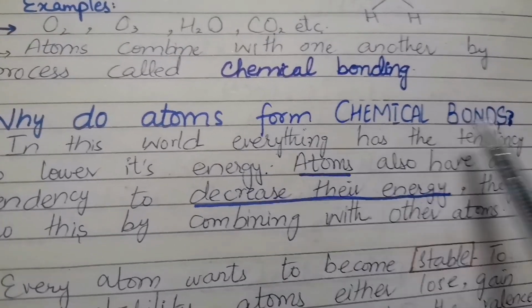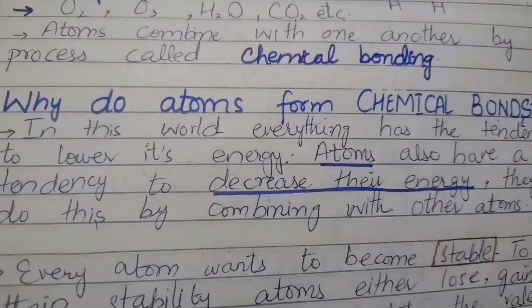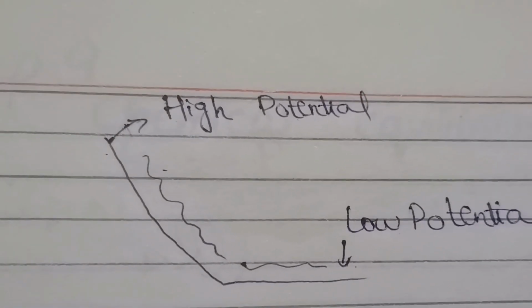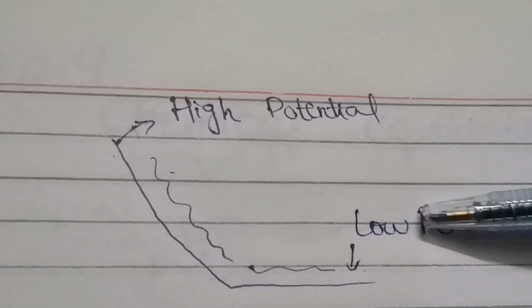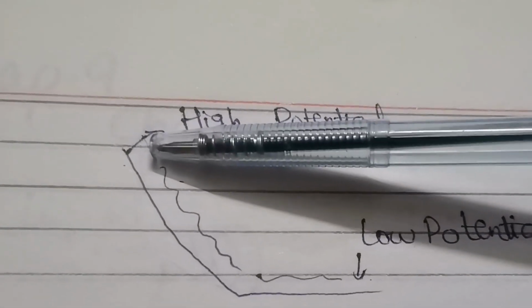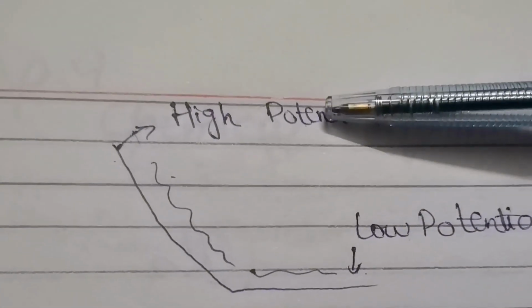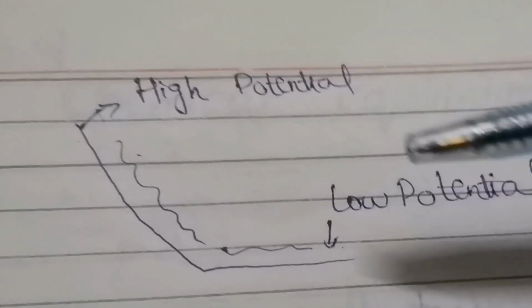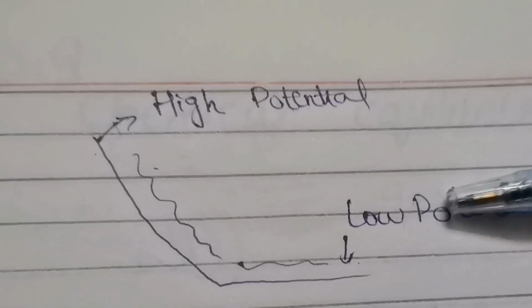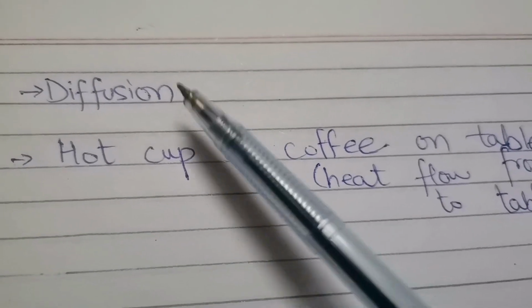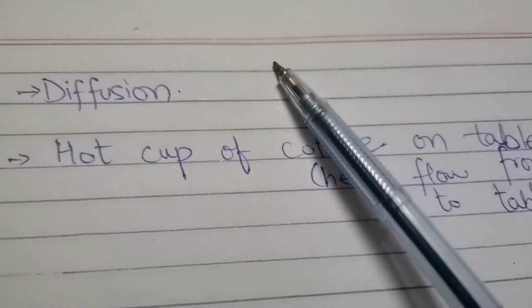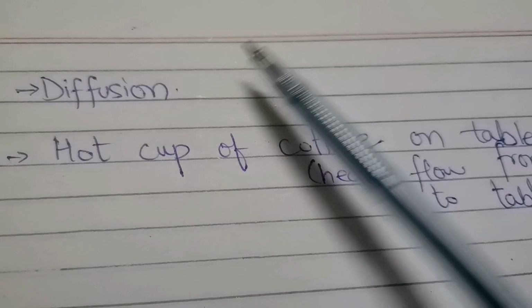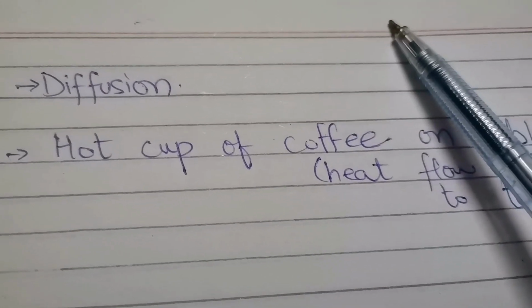In this world, everything has the tendency to lower its energy. Let us understand with the help of examples. Now let us take the example of water. From a hill, the water is coming downward. At the top of the hill, the water has high potential, and down it has low potential. So water is moving from high potential to low potential. Here are some other examples. We all know that diffusion is the movement of molecules from the higher concentration to lower concentration. So diffusion is also happening from higher to lower concentration.